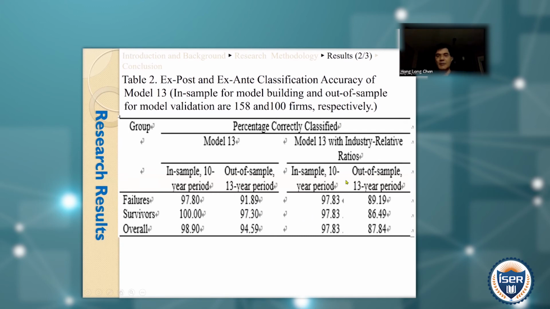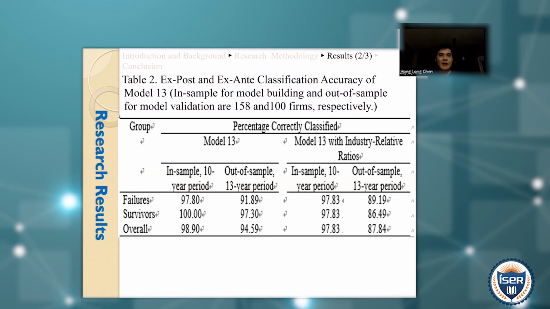When you look at the model with industry relative ratios, in-sample accuracy is a 10-year period. Likewise, it's 97.83, all of them are 97.83, and out of sample 13 years, for failures 89.91, survivors 86.49, and overall is 87.84. So basically, our proposed model outperformed industry relative ratios.